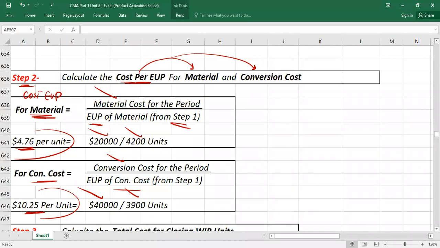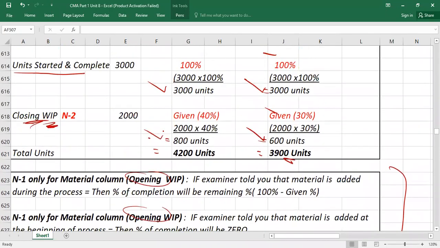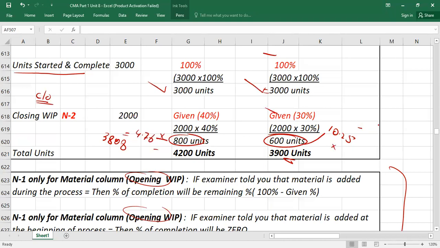Go back to step number one. And what I want to calculate? I want to calculate value of closing work in process. This is material column. I'll take these equivalent units, multiply by 4.76. So how much you will get? 3808. And for conversion cost, I'll take these equivalent units, 600, and I'll multiply with 10.25. It was 10.25. How much? 6150. This you will get.